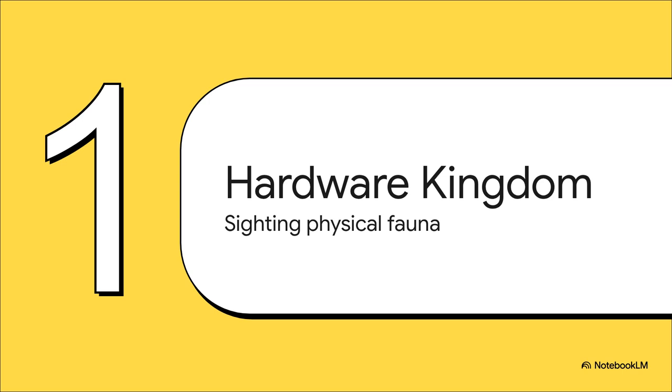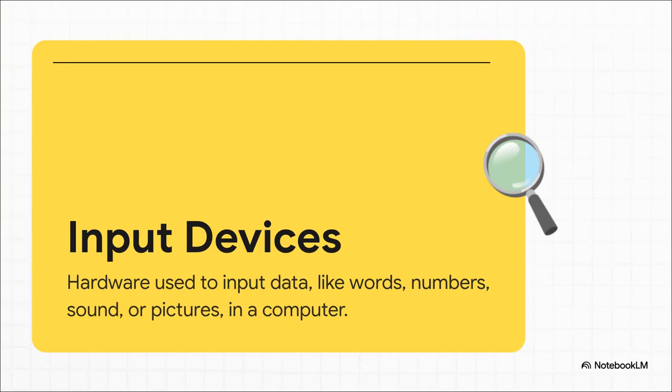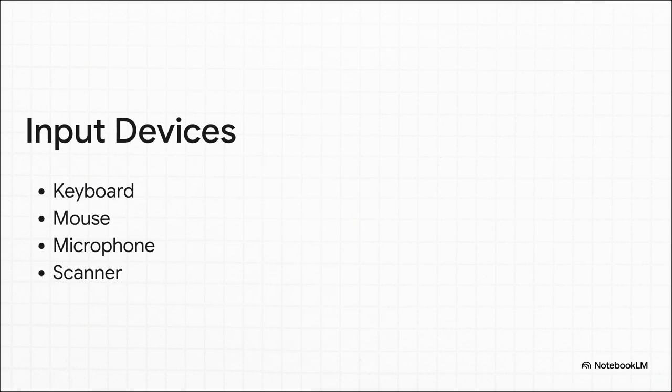Okay, our first stop is the hardware kingdom. This is where we get to spot the physical fauna of our digital world, all those tangible parts that make up the body of the computer. So first question, how does information get from our world into the computer's world? Well, it's through something called input devices. You can think of these as the computer's senses, right? They're gathering everything from the words you type to the sounds you make, and you know these creatures very well.